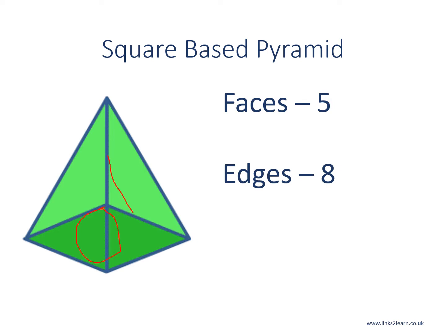Okay, so we've got 8 edges this time. We've got the 4 at the bottom there. And then remember, each side has 2. So we've got 2, 4, 6, and 8 coming round. So altogether, 8 edges. And then we've got the 5 vertices. So we've got the 4 corners, giving you the pointy parts, and at the top here as well.